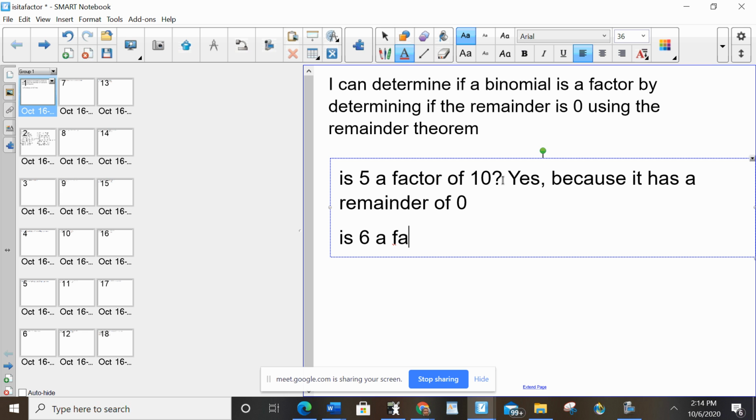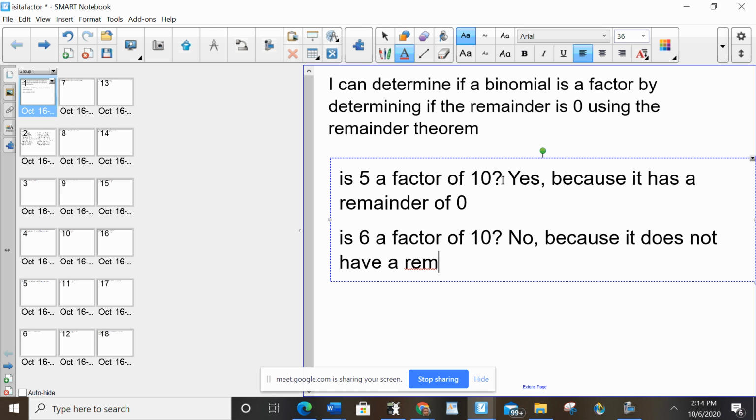Is 6 a factor of 10? Well, does 6 go in evenly to 10? No, there's a remainder. If there's a remainder, it means that it does not divide in evenly. So this would be no, because it does not have a remainder of 0.